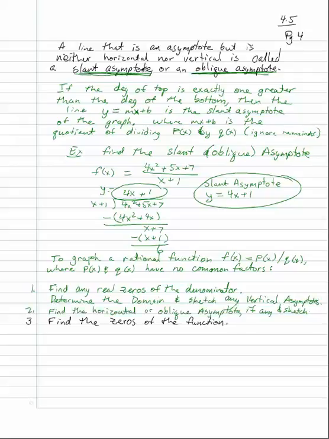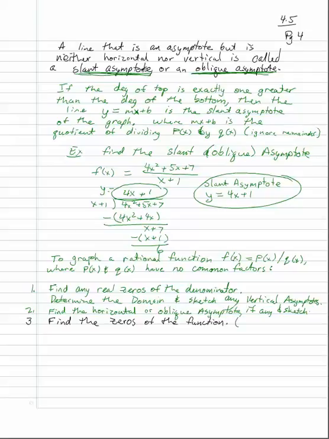Okay, so the next thing we do is find horizontal or oblique asymptotes, if there are any, and then sketch it. You may or may not have any of those. If you do, sketch them. Okay, next, find the zeros of the function, and thus find the x-intercepts.